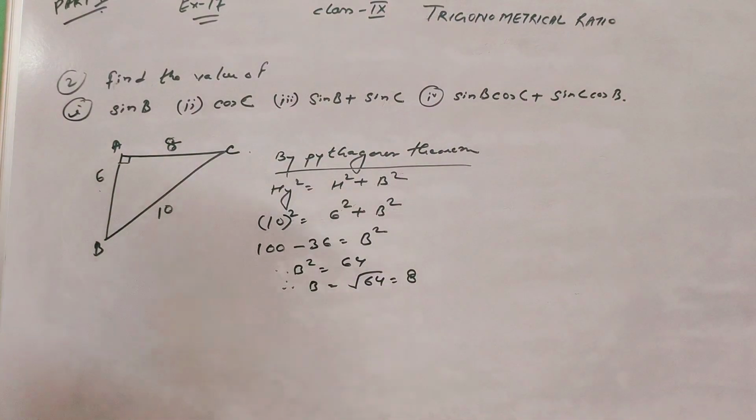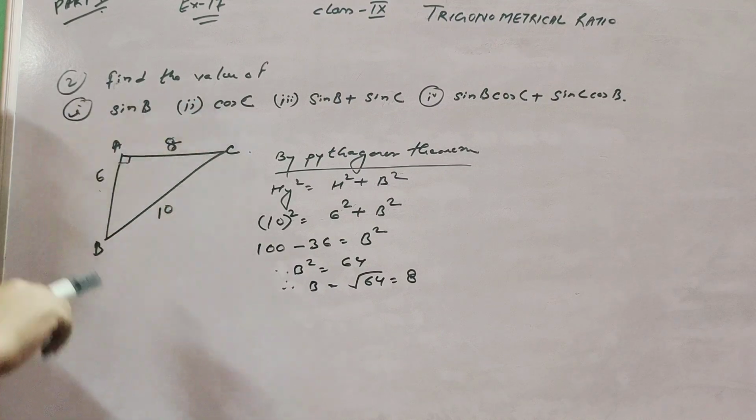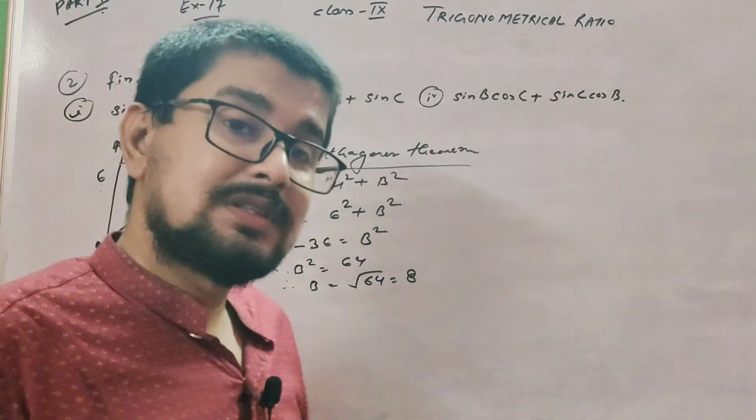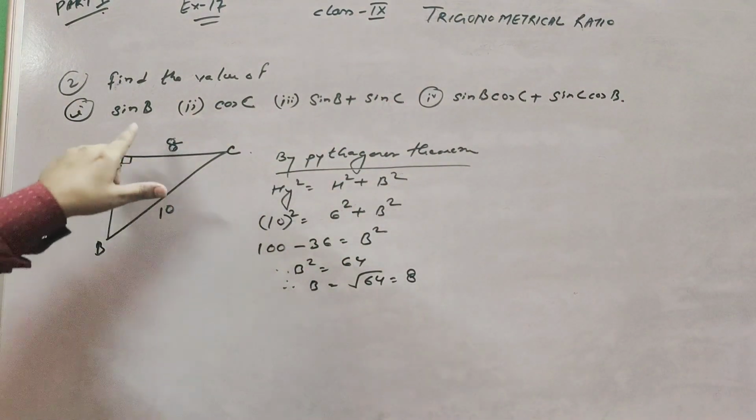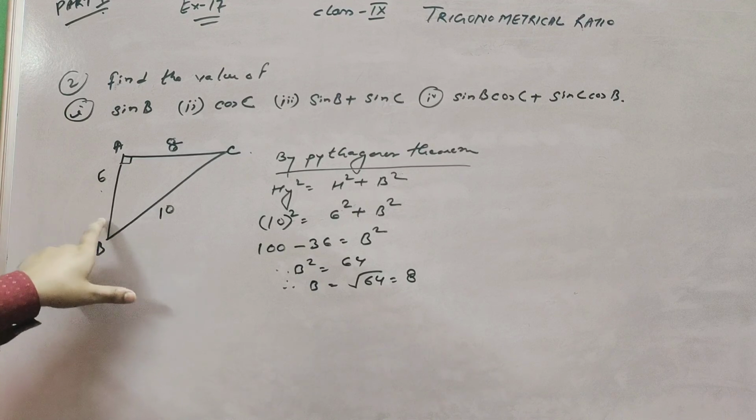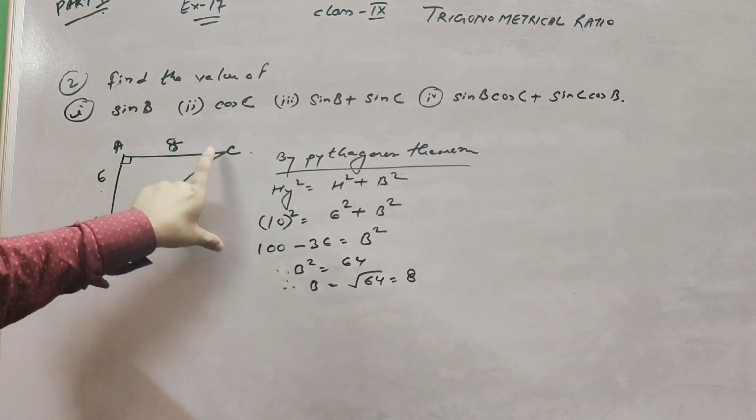But this question is totally different from the previous one. How? You see here. Here the question is sin B, cos C. But in the previous question you see sin theta, cos theta. Your theta is fixed in a position. But in this question you see sin B, one time the angle is here. But in cos C the angle is totally changed because the angle comes on this side.